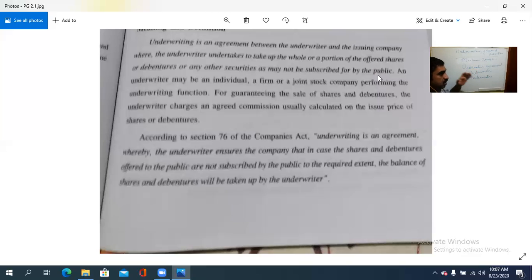For what purpose? If the general public does not take up the shares or debentures up to a certain portion or up to the whole thing, then in such a case it is to be taken up by whom? The underwriter itself. For that work, they get underwriting commission, and the person is called the underwriter. Clear? So: minimum subscription, underwriting agreement, underwriters, and underwriting commission also. Okay, and commission is to be calculated on the issue price of the shares or debentures. So this is the first part.